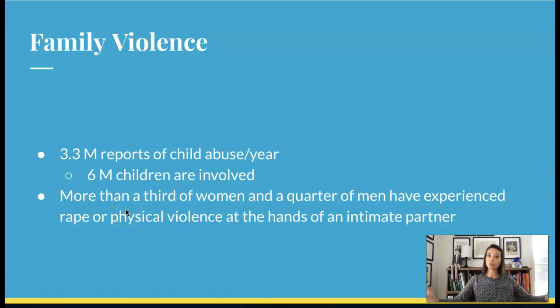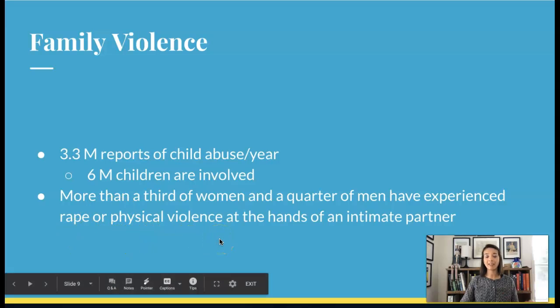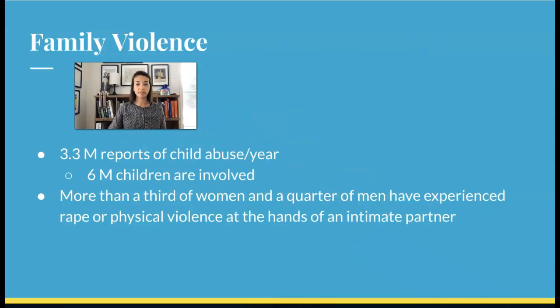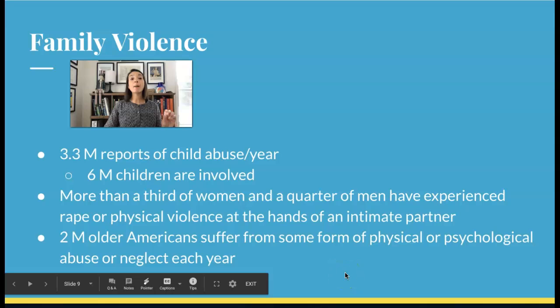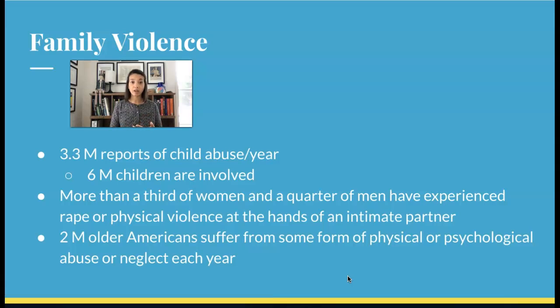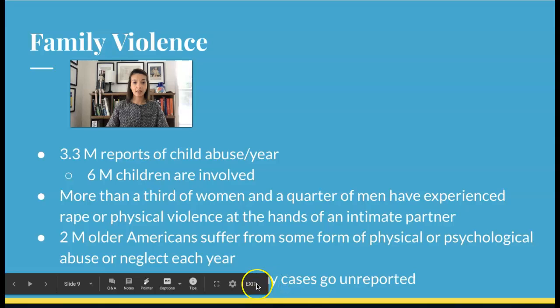Another piece of information to wrap our heads around family violence, more than a third of women and a quarter of men have experienced rape or physical violence at the hands of an intimate partner. And 2 million older Americans suffer from some form of physical or psychological abuse or neglect each year. So it isn't just child abuse, it isn't just domestic violence, and it isn't just the third one. All of these fall underneath the category of family violence. Okay, and then this one says that many abuse cases go unreported per year.